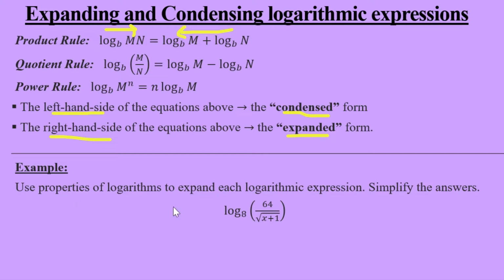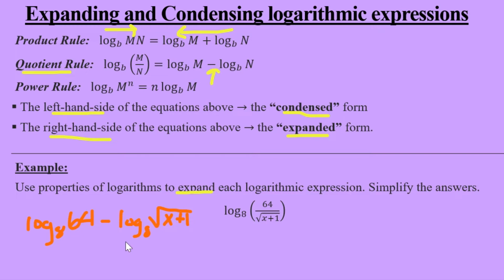So now let's take a look at this example here. We have log base 8 of 64 over the square root of x plus 1, and we want to see if we can expand. It makes sense that we want to expand because we just have one log here. If we look at the operation going on here, we have something being divided by something. Anytime we are dividing, that's the quotient rule. The quotient rule says anytime we're dividing, we can separate into two logs by using subtraction. So we're going to rewrite this as log base 8 of our top function minus log base 8 of our bottom function.